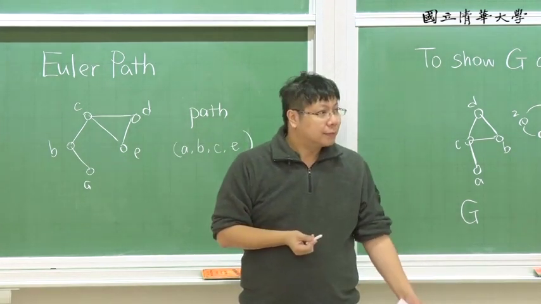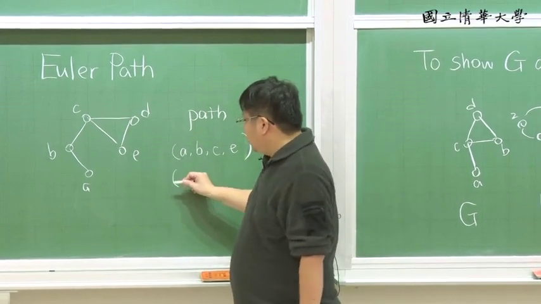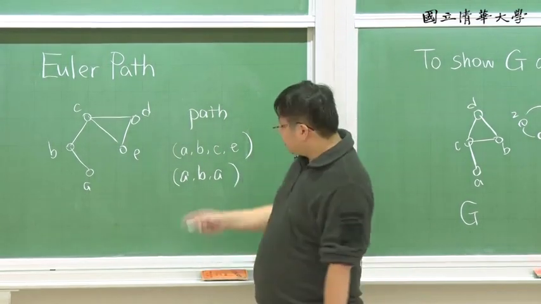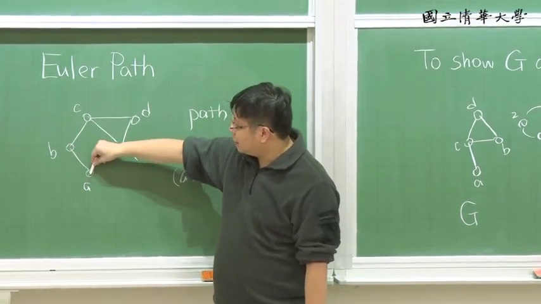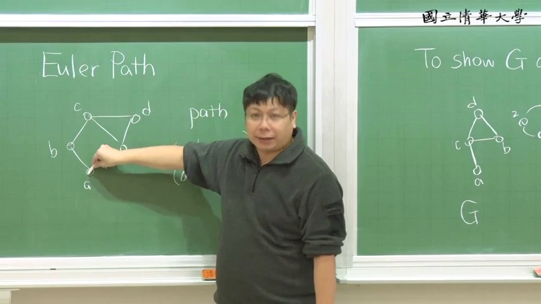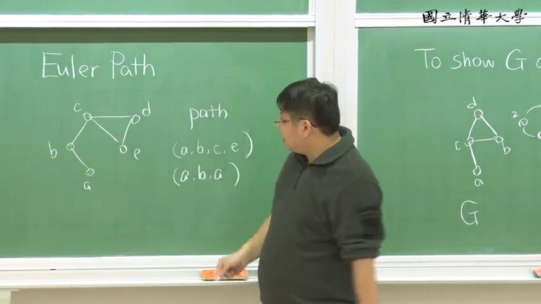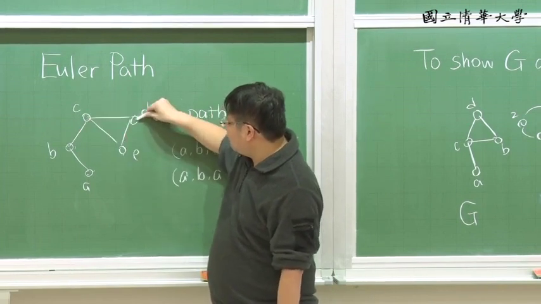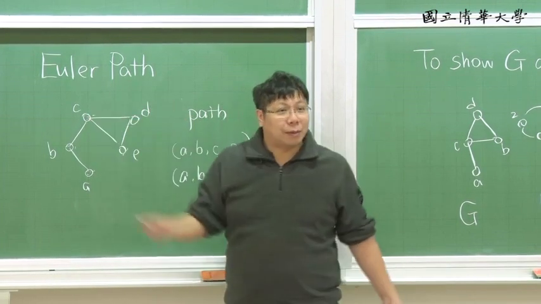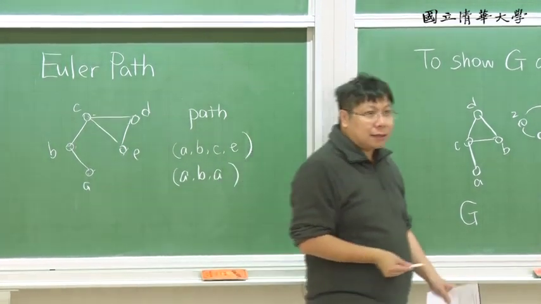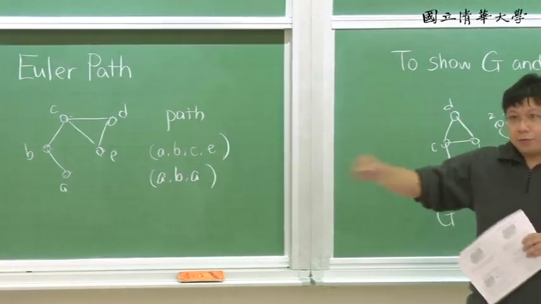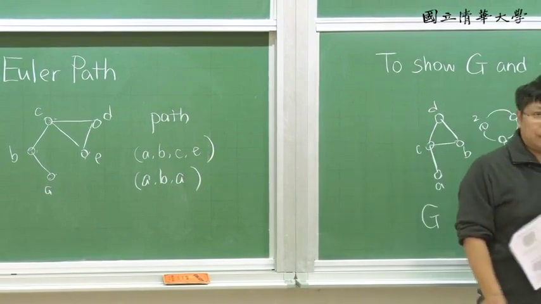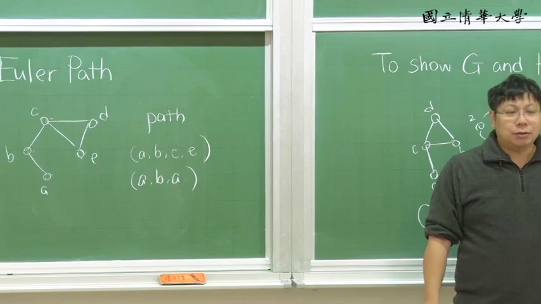Is that okay? A, B, A is also a path, because by definition, it is like I walk to this one and go back. And you can have A, B, C, E, C, B, C, E, D, C, D, E, C. This is also a path. As long as when you make an adjacent move, there is an edge joining the start and end vertices of that move, you can have a path.